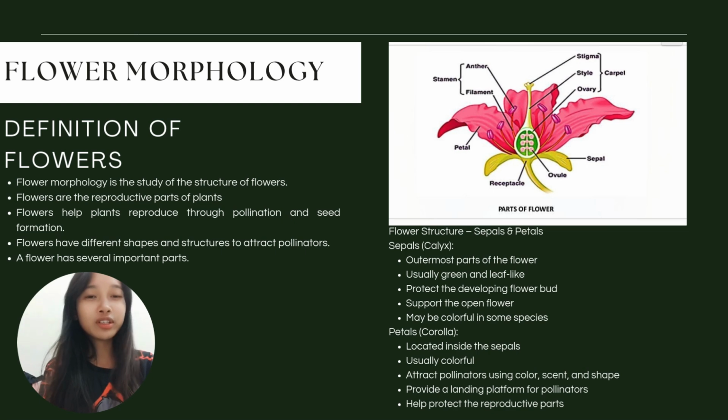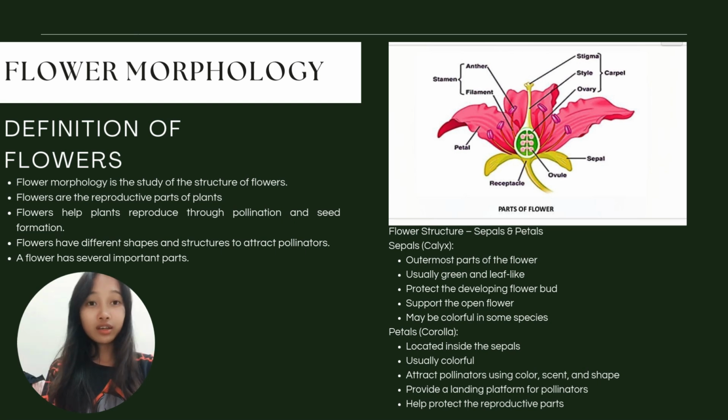Flowers are the reproductive part of plants. They help plants reproduce through pollination and seed formation. Flowers also have different shapes and structures to attract pollinators. A flower has several important parts.